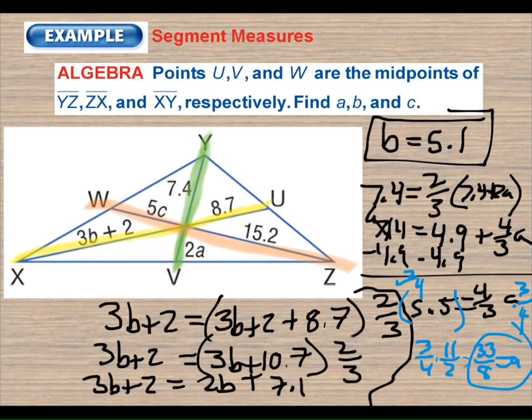Yes, question. On the first one we did, the last one, how did you get 2b plus 7.4? I distributed this 2/3 here. So I took 2/3 times that and times that. So I took it times 3b, I got 2b, I took it times that, I got that. Yep. So try and find C here then, doing the same thing.